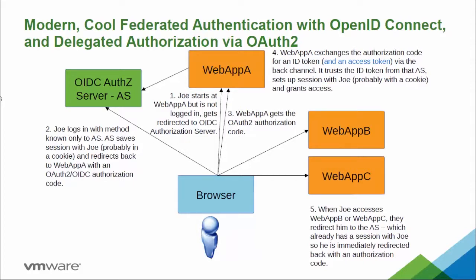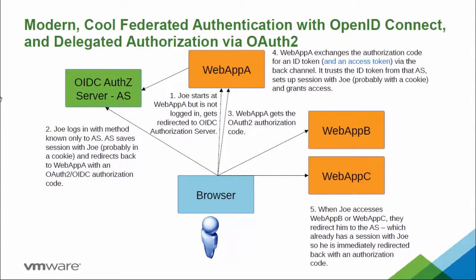And you got to understand that the terms have changed. I mean, just look at how different this is. Joe starts at web app A, but is not logged in, so he gets redirected to the OpenID Connect authorization server. Not an IDP. That's the SAML term. So he logs in with the method known only to the authorization server, which saves the session with Joe, probably in a cookie, and redirects to web app A with an OAuth2 OIDC authorization code. It's not an artifact. It's an authorization code.